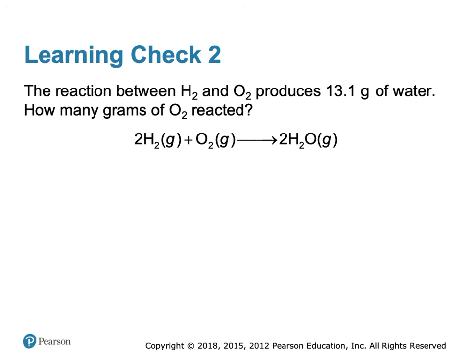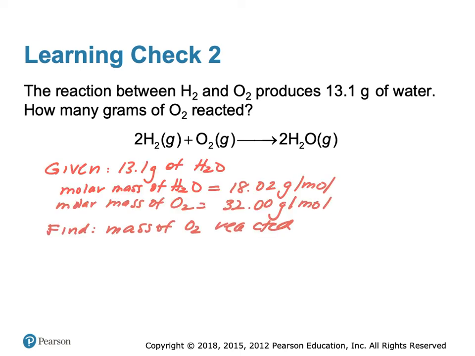All right, here's another learning check. Same type of problem that we did before. Pause it and see if you can do it. So we have 13.1 grams of water. The molar mass of water is 18.02 grams per mole. Again, just to refresh, all you need to do is go to the periodic table and look up the atomic mass or the atomic weight of each element in the formula and just total it up. And then you just add the units grams per mole.